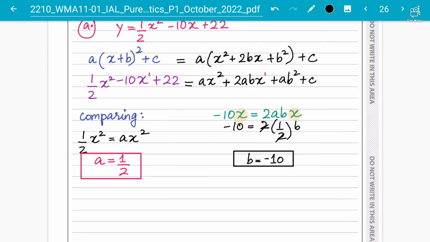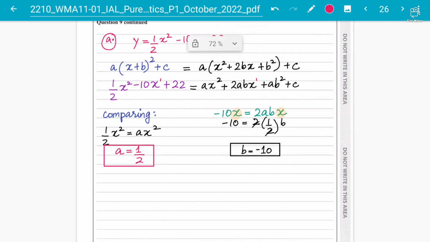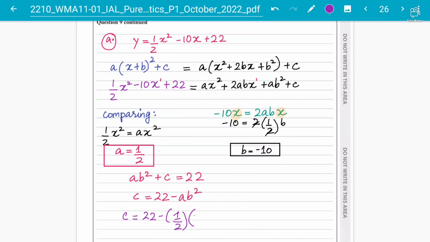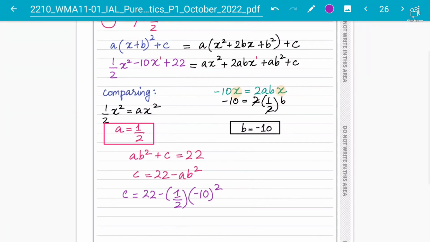And then you have the value of c as well. We got two values, a and b, so let's quickly find the value of c by comparing constant with constant. So ab square plus c is going to be compared with 22. So c is equal to 22 minus ab square. Just plug in the values now: c is equal to 22 minus a, which is half, times b, which is minus 10, whole square. So I'm going to get c as what? Let's just use the calculator here. c is coming as negative 28.